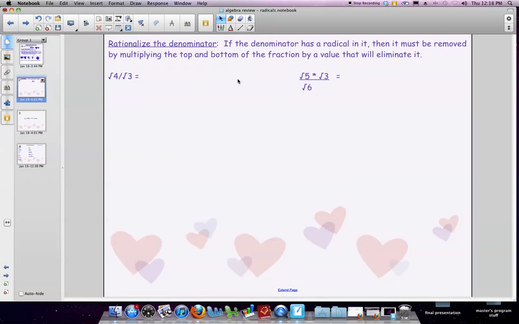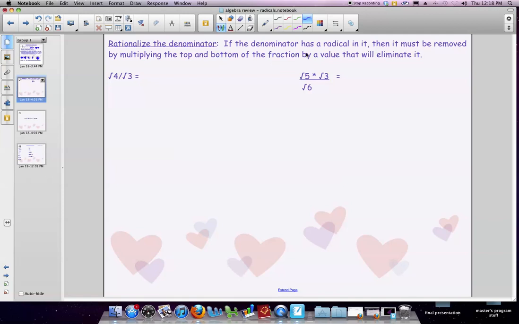There we go. Okay. So we do something called rationalizing the denominator. In this case, I can't take 4 divided by 3 like I did on the other page. That number was divisible by 3. This one's not. So the square root of 3 is stuck in the bottom. So what I have to do is eliminate it. I have to get rid of the square root in the denominator.